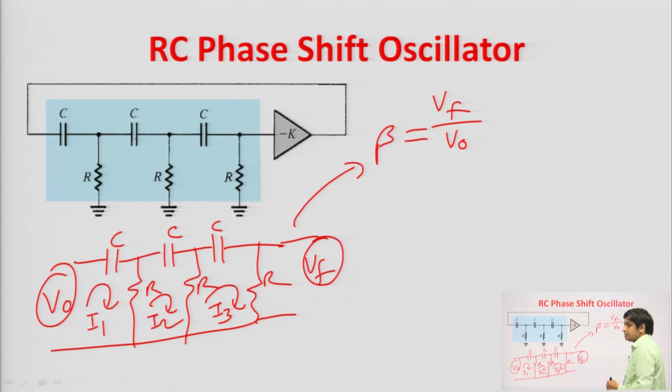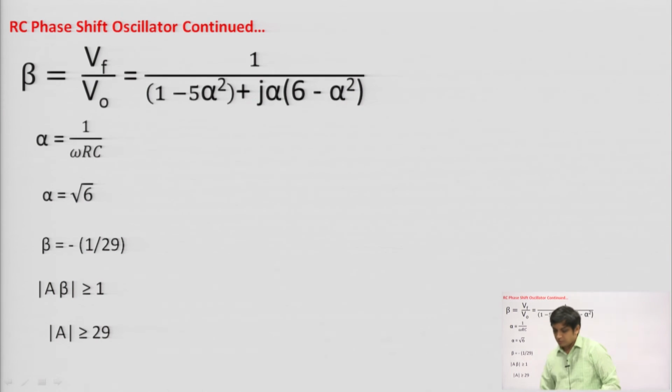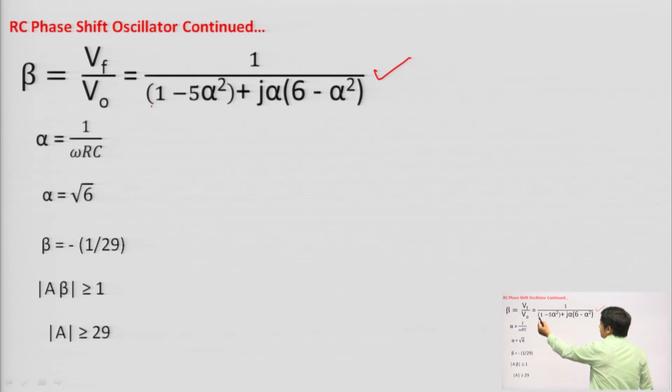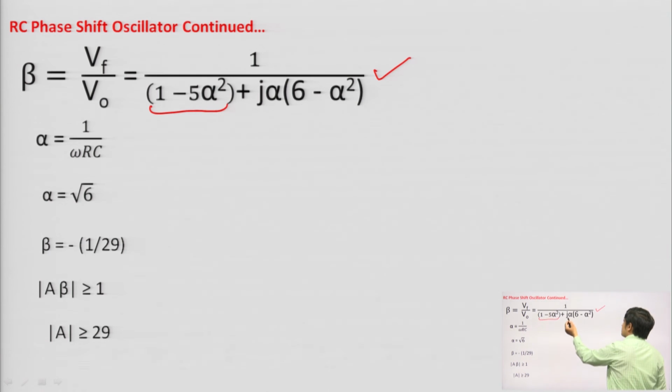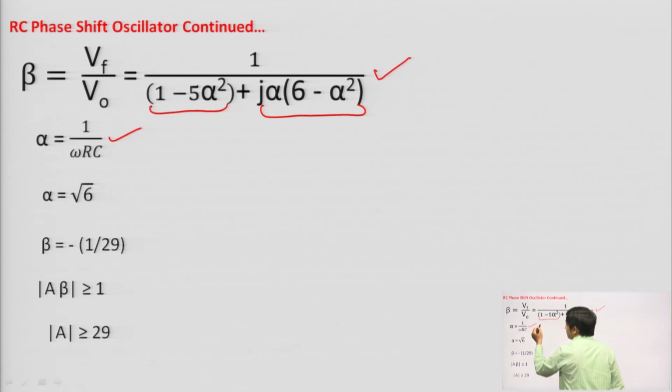Just apply the KVL in these three loops, and use Cramer's rule, and after doing this calculate Vf upon V naught, right. So, after doing calculations, we will get the value of Vf upon V naught, that is 1 upon 1 minus 5 alpha square plus j alpha into 6 minus alpha square. What is alpha? Alpha is 1 upon omega RC.